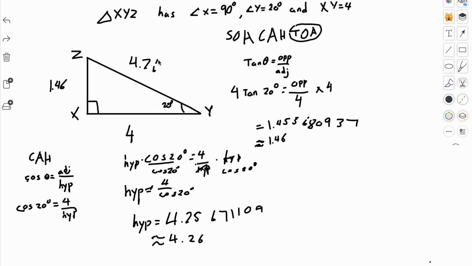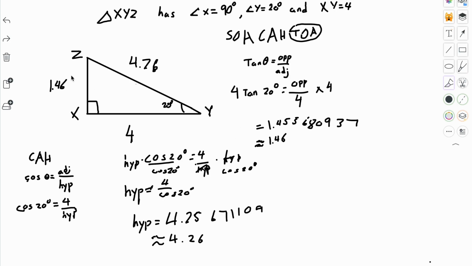4.26. We know this is most likely correct because we've already done all the equations. But one more thing to notice is that our hypotenuse is always going to be the longest side. As you can see here, we have our adjacent, which is 4, and our hypotenuse is 4.26. So that's how we know we're correct.